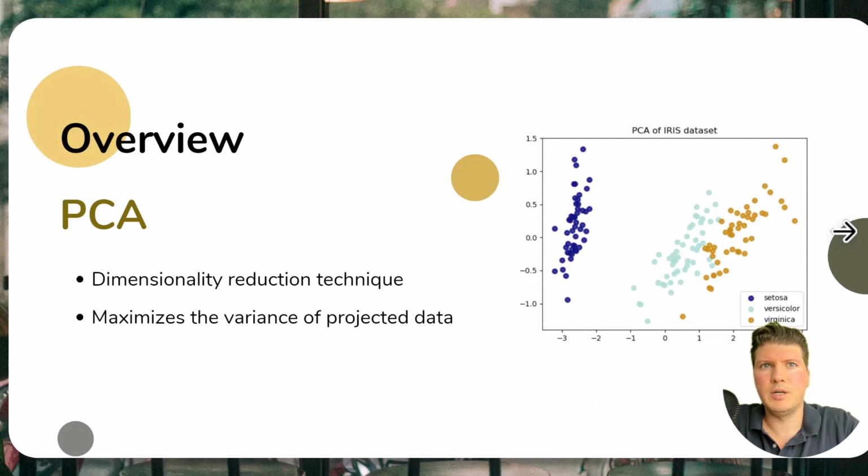PCA is a dimensionality reduction algorithm which takes high-dimensional data and projects it to a low-dimensional space in a way that maximizes the variance of the projected data. On the right, we see the PCA of the iris dataset in which we project four-dimensional features onto a two-dimensional space. We can visualize three clusters of points that correspond to the three types of iris labeled in the figure.